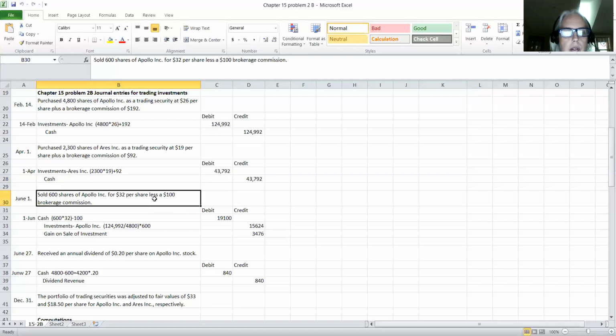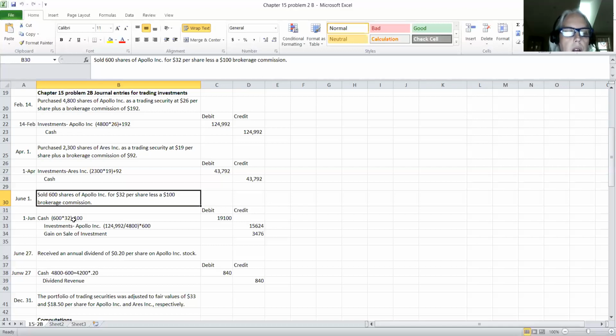On the next transaction, June 1st, we sold 600 shares of the Apollo stock for $32 a share, less a $100 brokerage commission. So this time we're selling some of the shares of stock that we purchased on February 14th. We are not selling all the shares, we're only selling 600 of the shares that we had originally purchased.